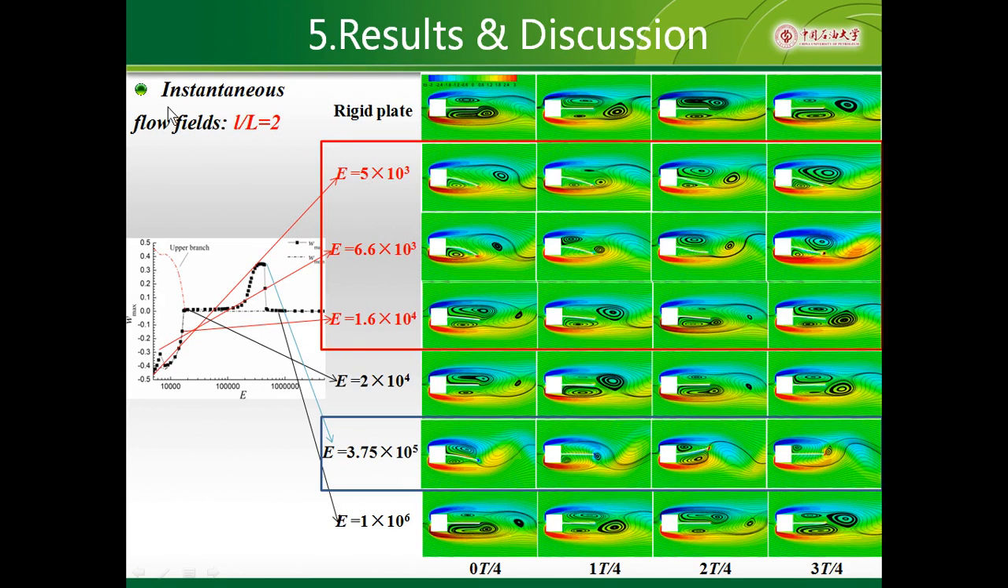This slide shows the instantaneous flow fields at a plate length of 2. As shown in these three rows, in the off-central region, the plate always deflects downward, forming a large-scale stable vortex below the plate. The vortex below the plate is not shed into the wake. On the upper side of the plate, a large-scale vortex is formed and shed into the wake with time.